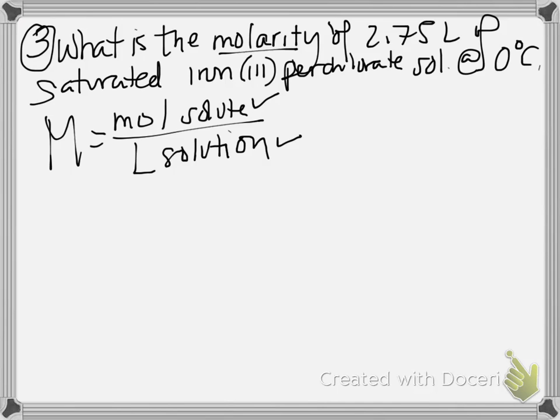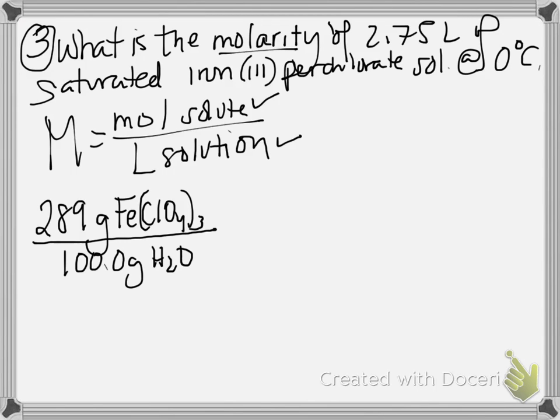There is a problem with solving this problem. What is it? It's impossible to solve. No, it's not impossible to solve, but you have to make an assumption. So let me draw something on here for you. Going to our solubility table, we find that every 100 grams of water can dissolve 289 grams of iron(III) perchlorate. That's like crazy solubility. Do we know the mass of the water that's in that 2.75 liters of solution? No, we don't.